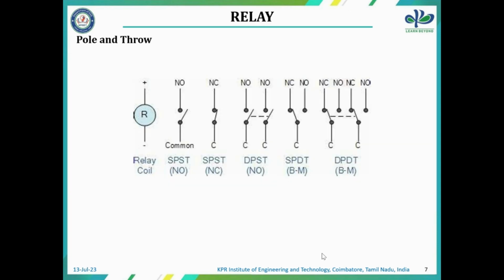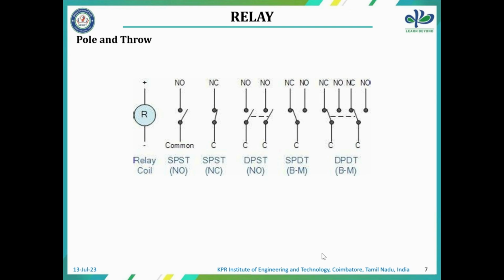Here are some of the pole and throw types I have mentioned, like NO and NC. Both NOs could be connected by a single throw, which we call double pole single throw. Both NO and NC is single pole double throw. Single pole means the connection coming from a single line, and it gives to the normally open or normally closed contacts. So it connects to both, normally open and normally closed. That is what double throw means.